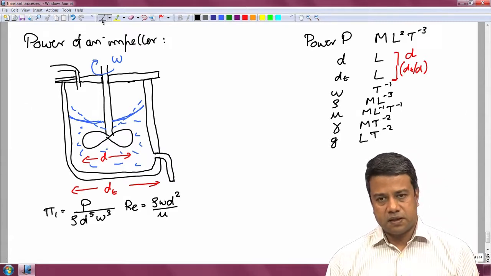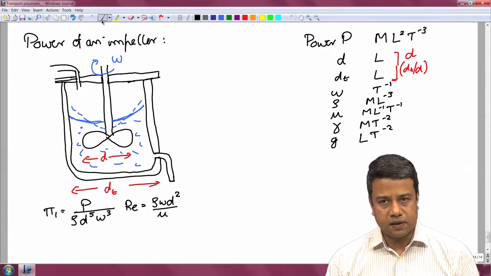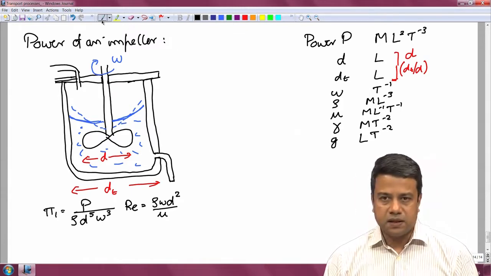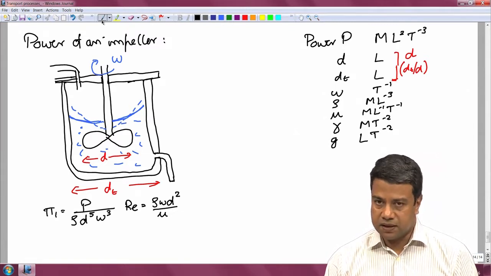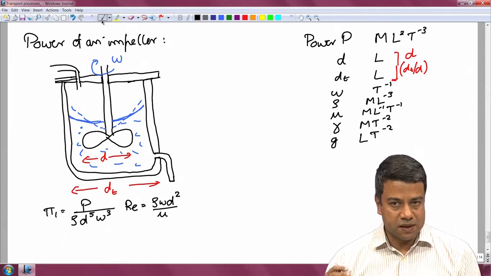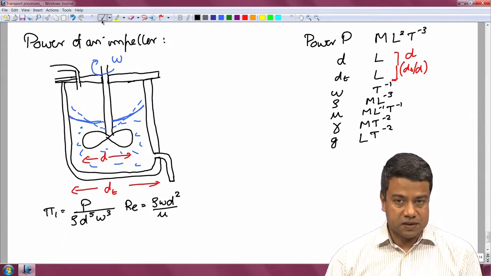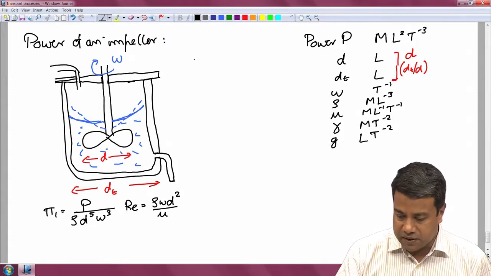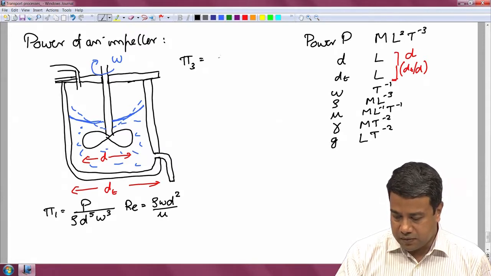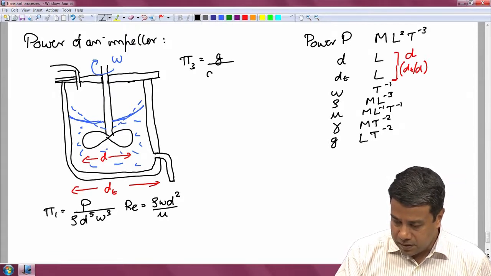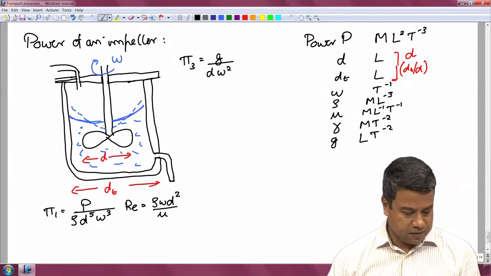One dimensionless parameter has to involve the acceleration due to gravity. As you can see, the acceleration due to gravity has only the length and time dimensions. So, therefore, I can just scale it by the length and time dimensions. Length dimension in this case is the diameter, time dimension is inverse of the frequency, because that has dimensions of time. Therefore, I can get a dimensionless group which is equal to g by the diameter times omega square.